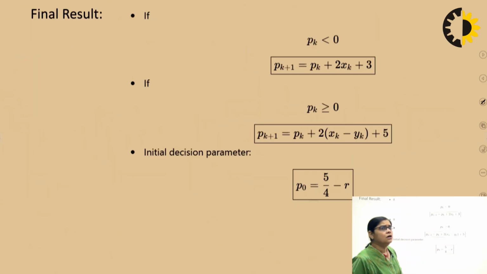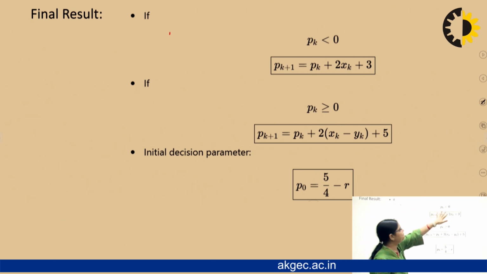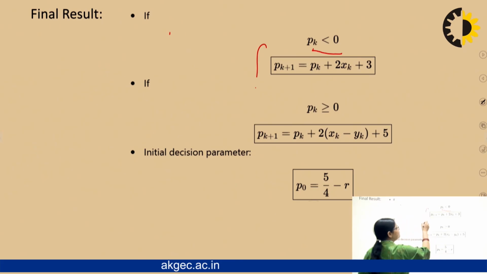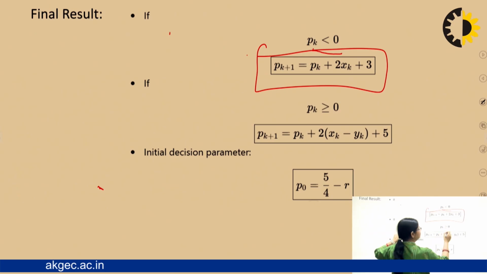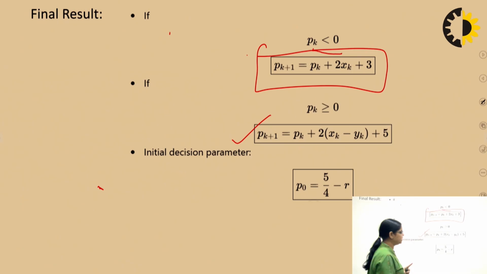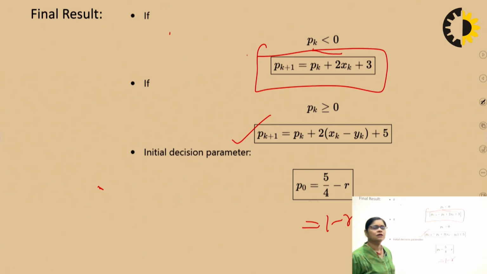Now, that was the derivation. For the final result, you have to keep in mind that if pk is less than 0, then my formula will be this one, and if pk is greater than 0, then my formula will be this one, and the initial parameter will be p naught is equal to 5 by 4 minus r, or you can take 1 minus r, right?